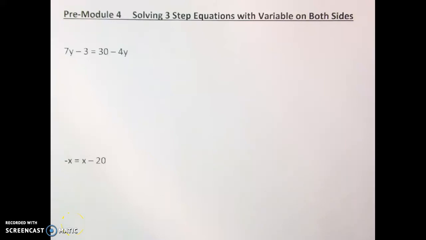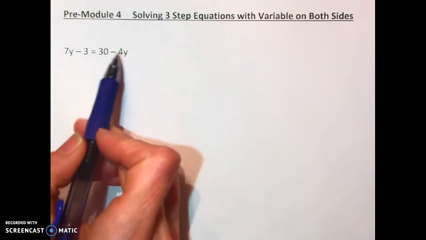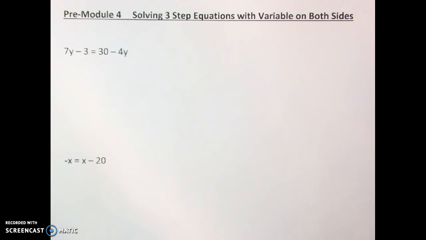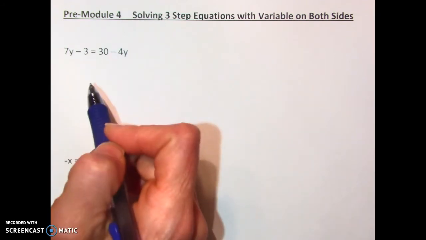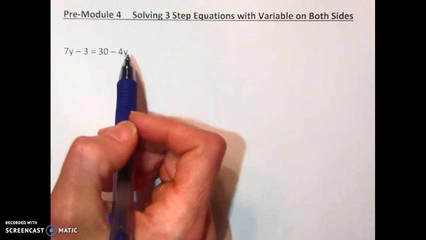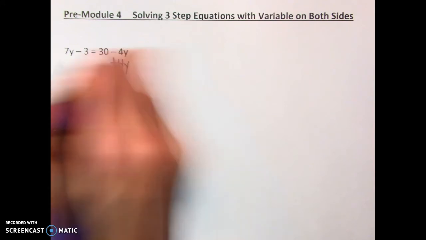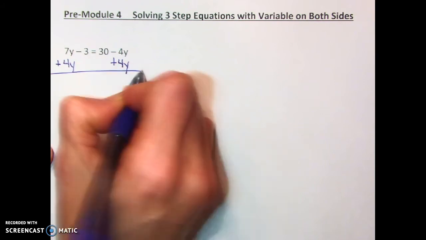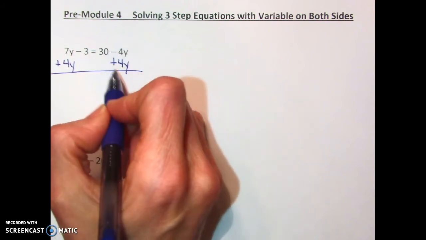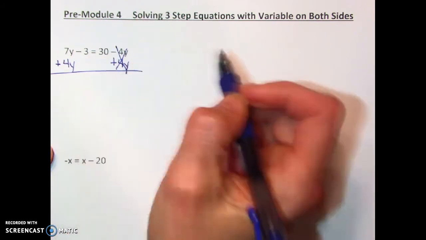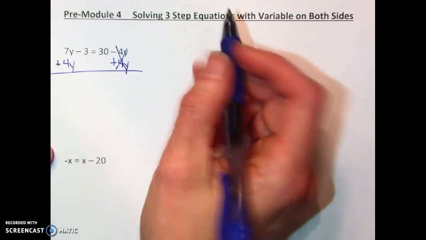Pre-Module 4, solving three-step equations with variables on both sides of the equal sign. When we first look at this problem, we see there's a y here and a y here. We haven't really seen that before, maybe last year. In order to solve this problem, we need to make it so there's only one place that we see a y in the problem. To eliminate this y, we can add 4y, because if we have negative 4y plus 4y, it adds up to 0y, which means we don't have any.